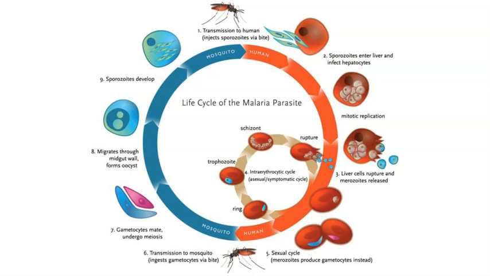Roughly 250 million people per year are infected with malaria, and roughly 1 million people per year die from the infection. And these infections and deaths are primarily occurring in the tropical regions of Africa as well as Southeast Asia.